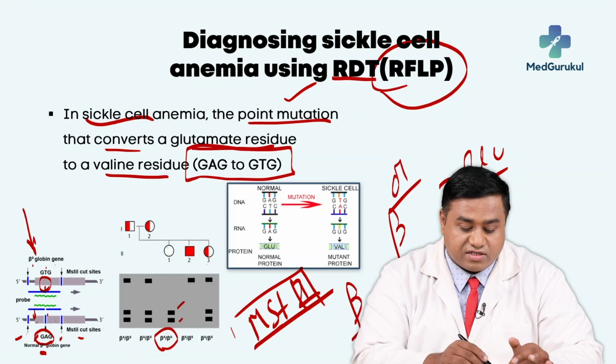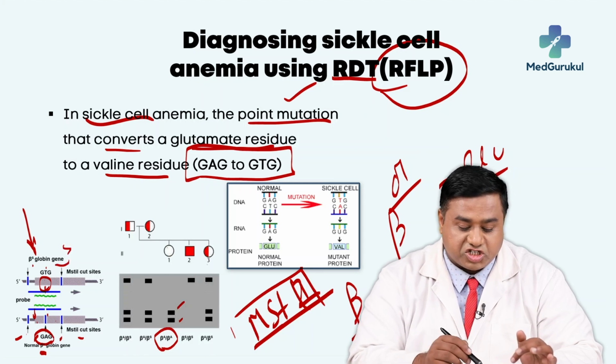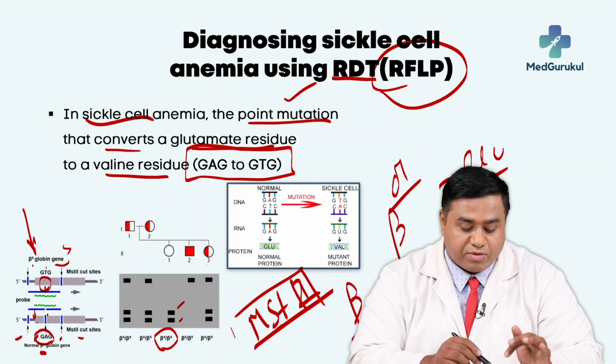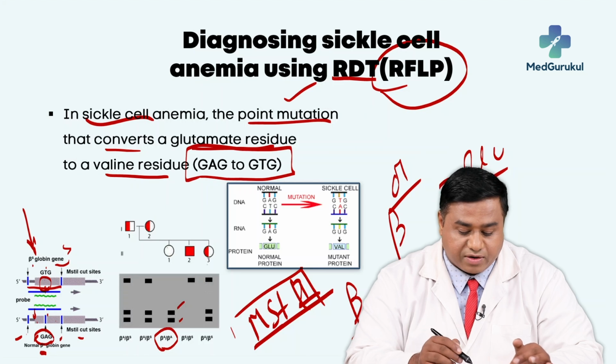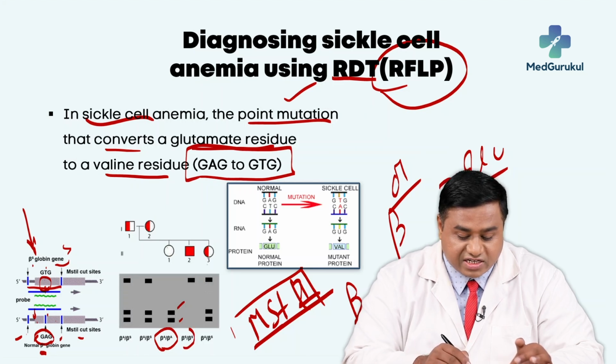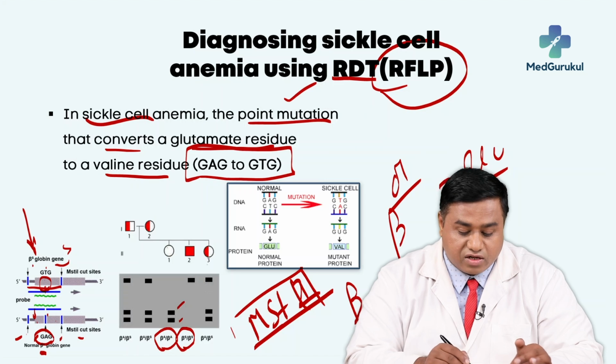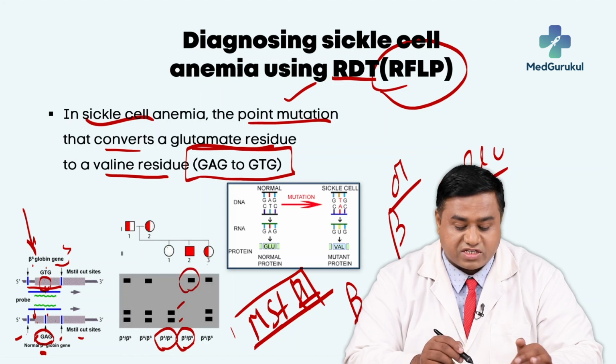Once the gene is subjected to digestion, it won't be cut into two fragments but into only one fragment. Here you can see when the person has sickle cell disease, there will be only one fragment, which is visible in the gel electrophoresis.